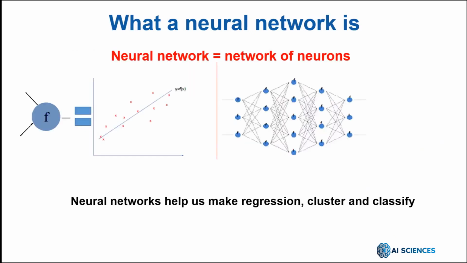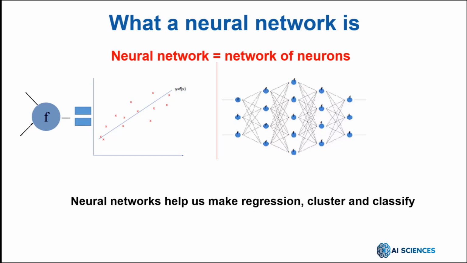Now, let's see what a neural network is. Well, in one sentence, a neural network is a network of neurons. It means that we have many neurons and all their inputs and outputs are intertwined and they feed each other. In this figure, you can see the difference between a neuron and a neural network. As you can see, a neuron is a basic unit of learning and a neural network is a bunch of interconnected neurons.